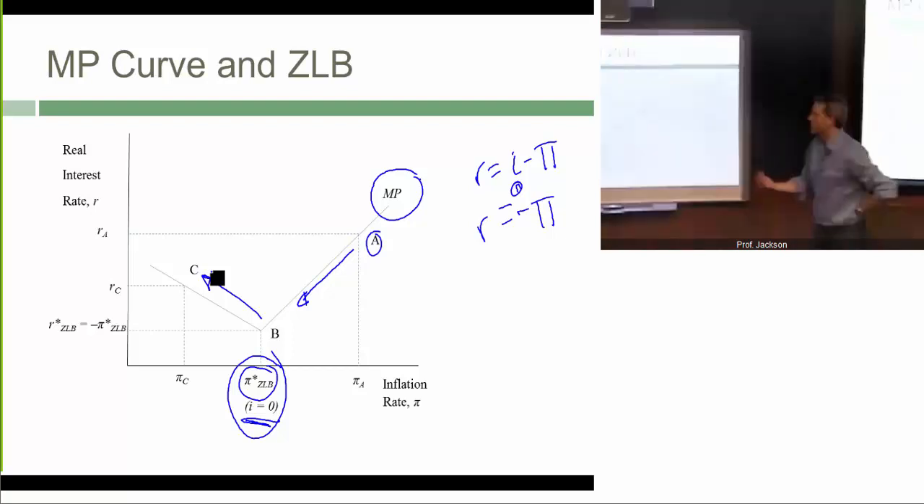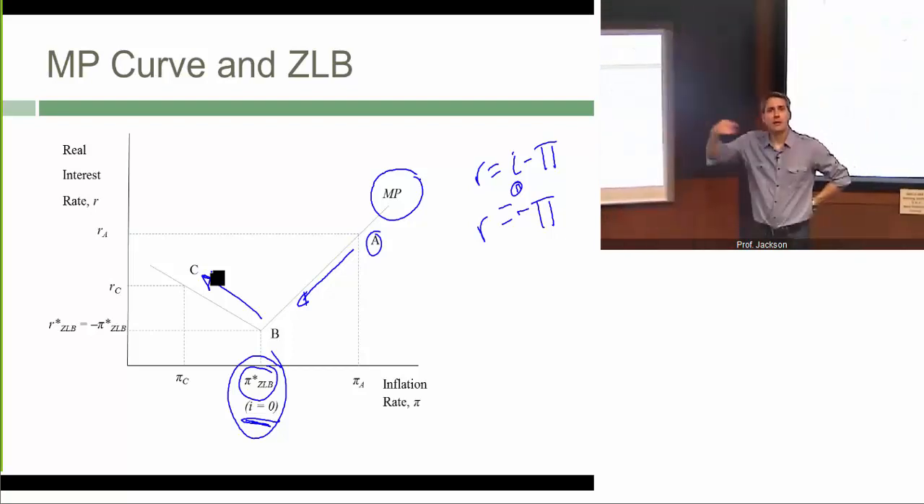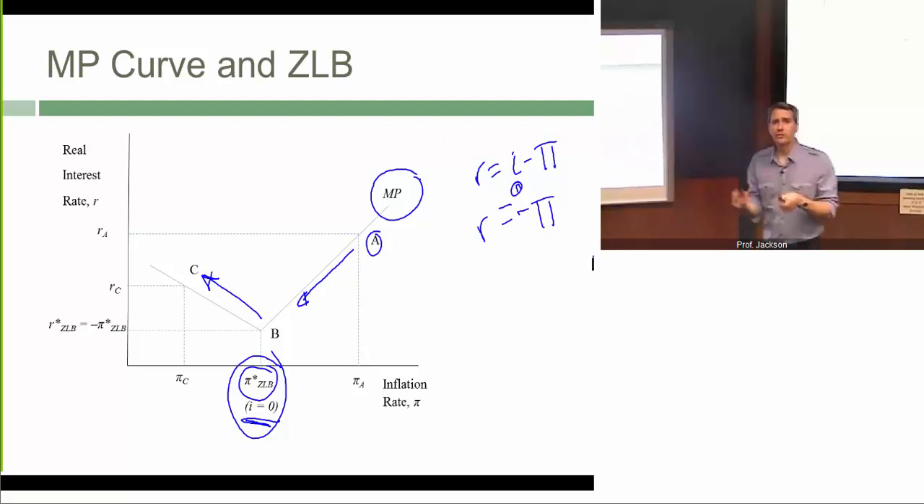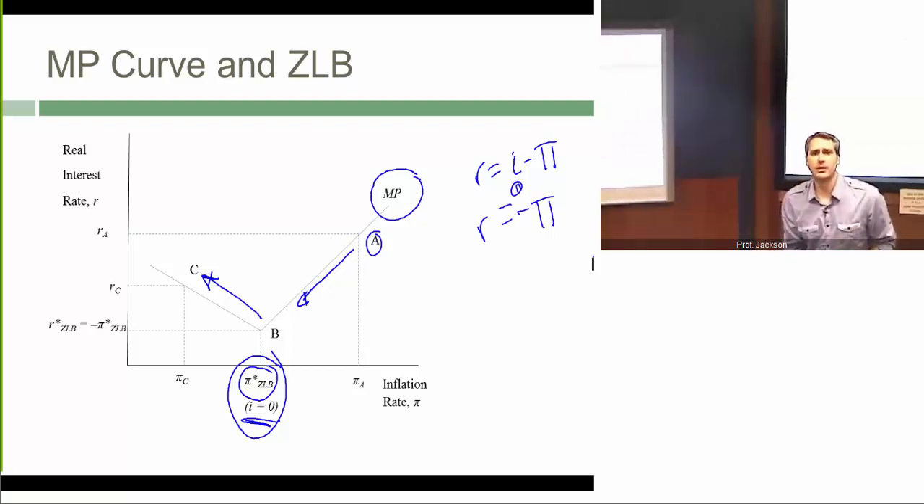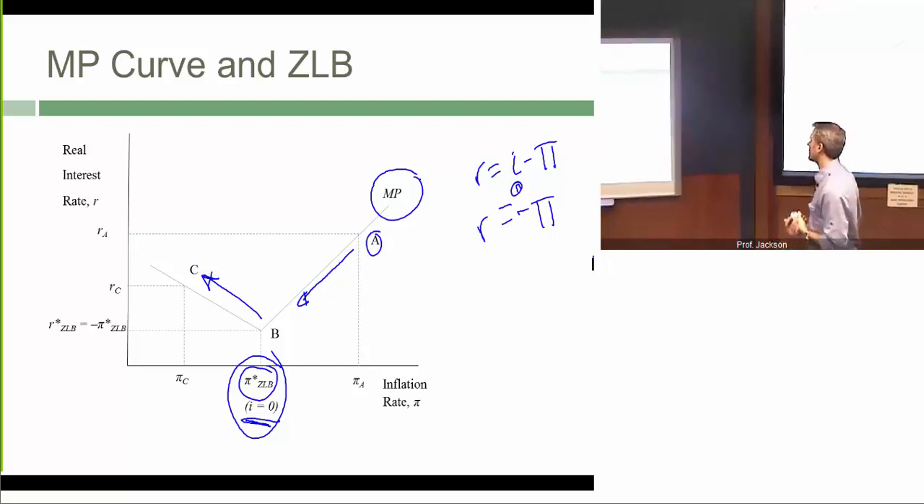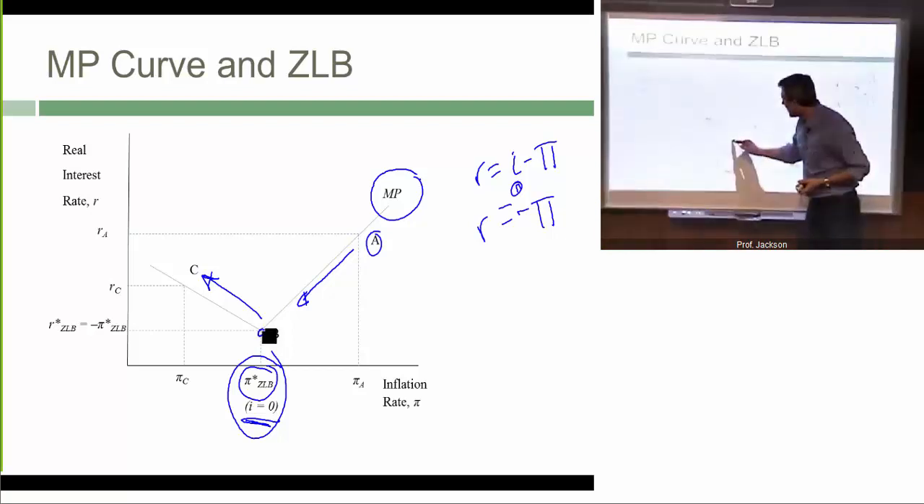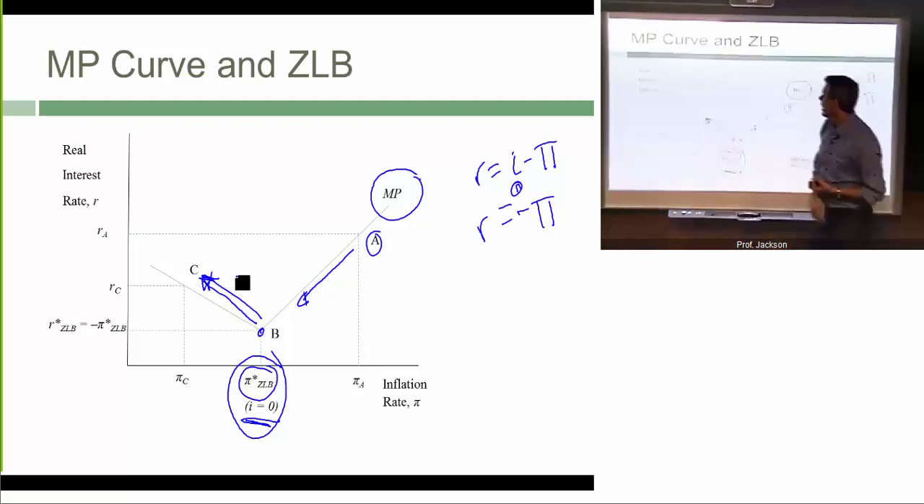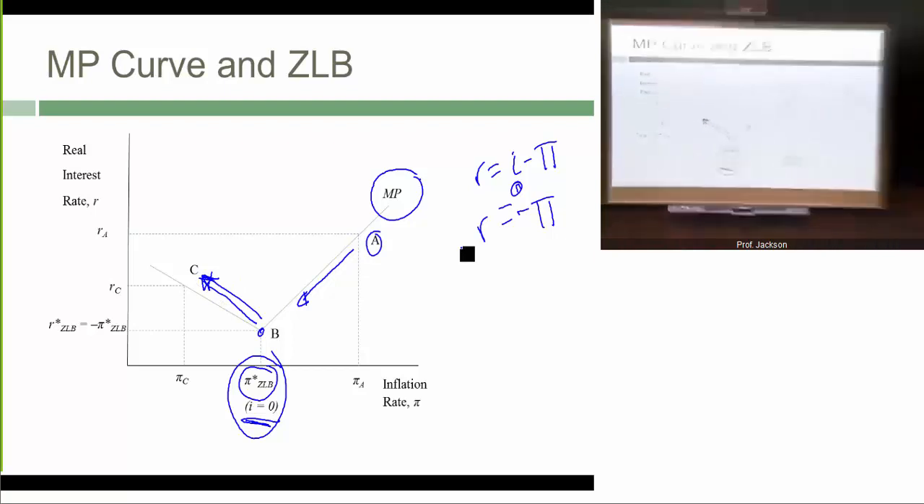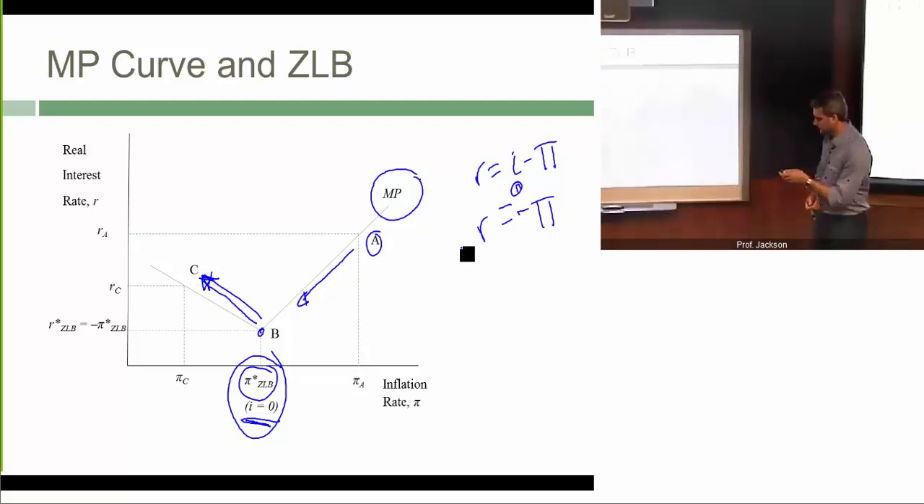As inflation falls further below that threshold level pi star ZLB, the real interest rate is going to rise rather than fall. Intuitively, that means it's more expensive to borrow in a contractionary environment, which means that demand for goods is going to fall off, and that's going to be further destabilizing. And so once we hit that kink, as inflation falls further, we move up along this upward sloping part of the MP curve.